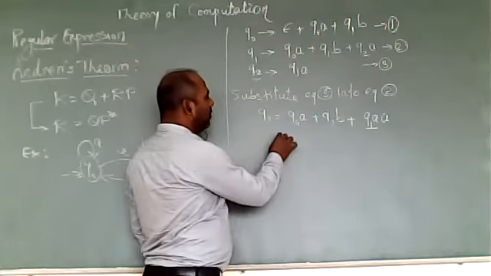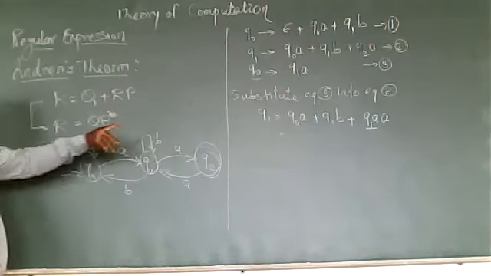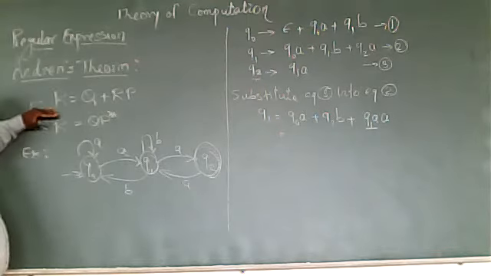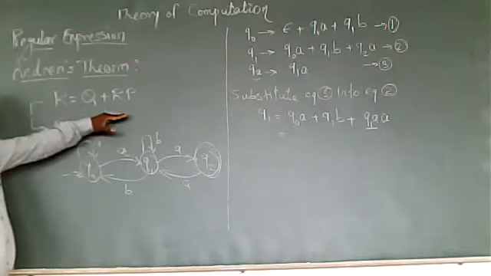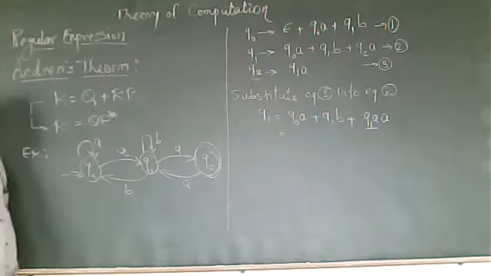So we got this. Now we'll try to apply Arden's theorem to that equation. What Arden's theorem says is: R equal to Q plus RP, then we can write the same equation as R equal to QP star.